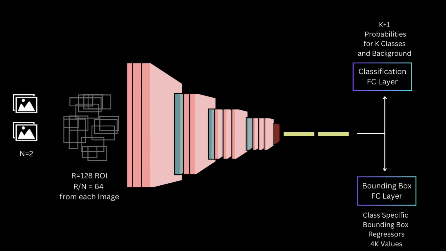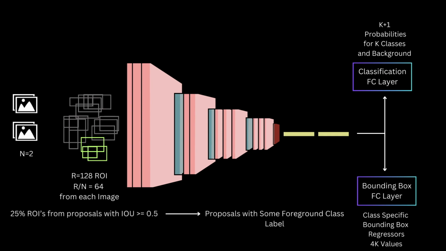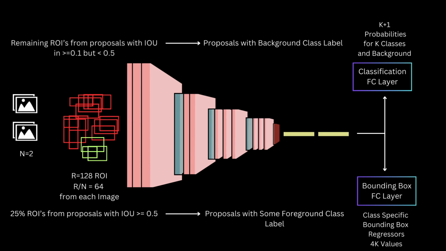During sampling, we ensure that 25% of the proposals belong to some foreground class. The criteria for this is that their IOU is greater than 0.5 to some ground truth box. And the remaining ROIs are sampled from proposals with IOU greater than or equal to 0.1 but less than 0.5 to any ground truth box. These are the proposals with ground truth labels as background class.